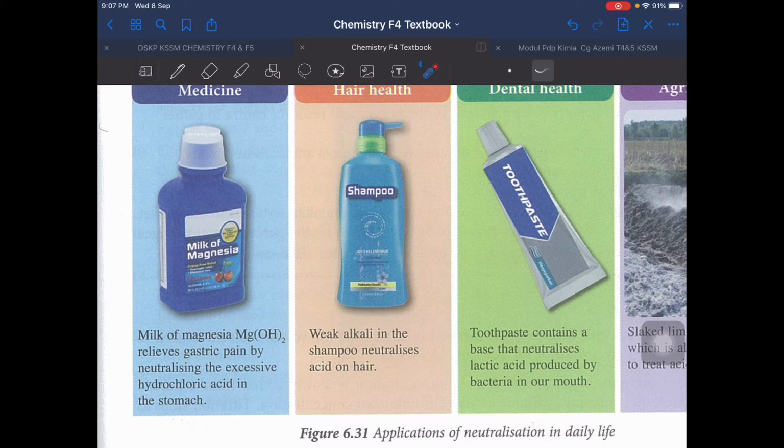Our stomach can produce hydrochloric acid. So, when you have gastric pain, you actually have excessive, terlampau banyak HCl inside your stomach. What you do? You eat medicine yang mengandungi milk of magnesia, which is magnesium hydroxide.